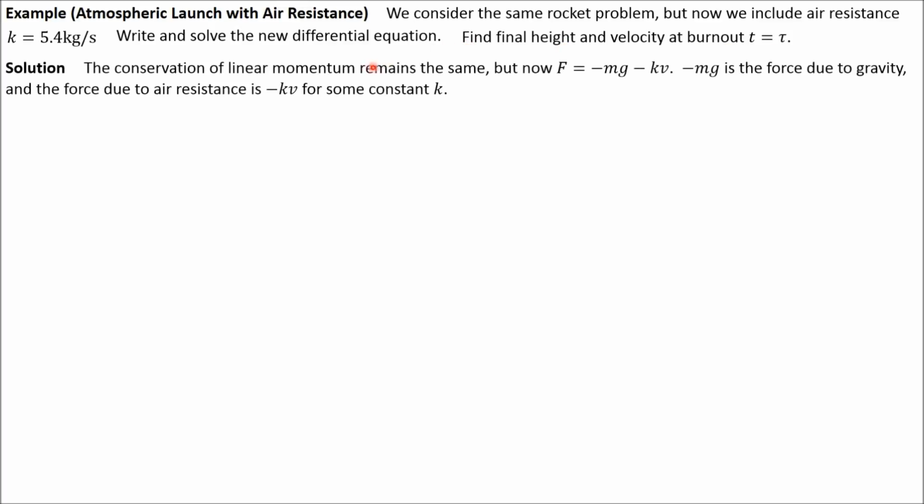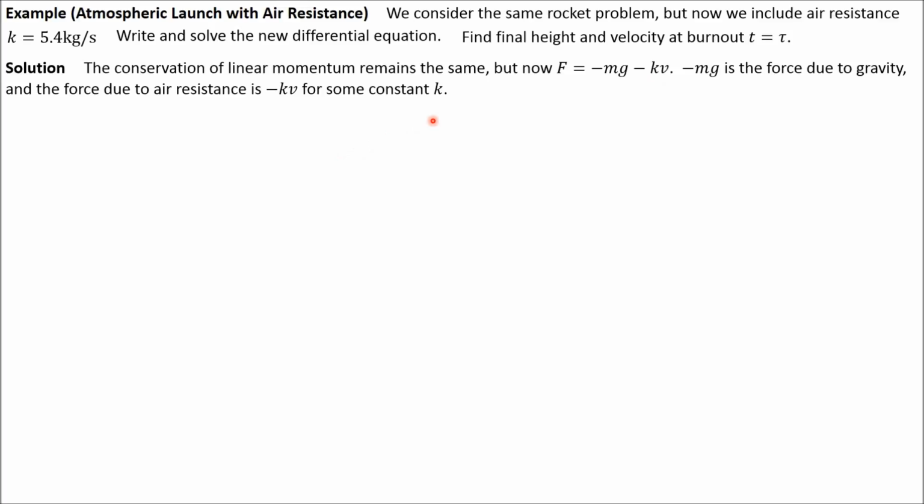The conservation of linear momentum says that the force acting on the rocket and gas is equal to the derivative with respect to time of mass times velocity, but now we have two forces acting on the rocket and gas. We have the mass times gravity, that's the force of gravity, and then we have the air resistance. Both of these forces are pointing down. They're working against the rocket. That's why there are minus signs.